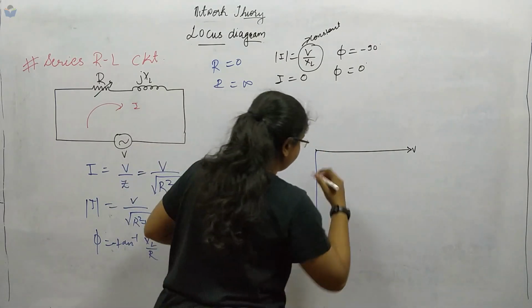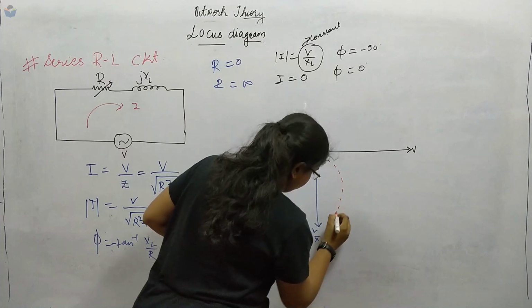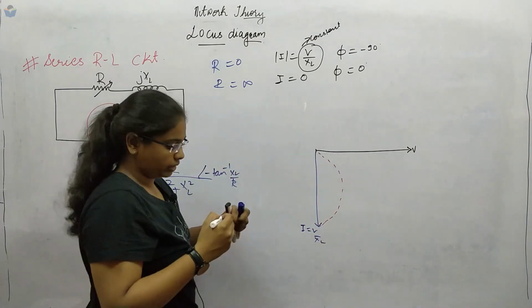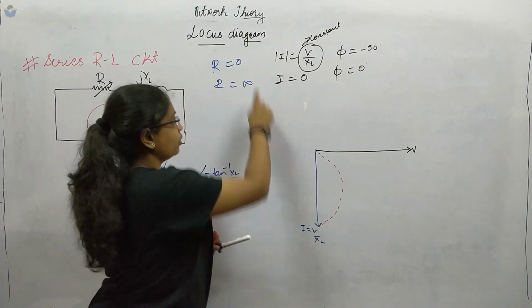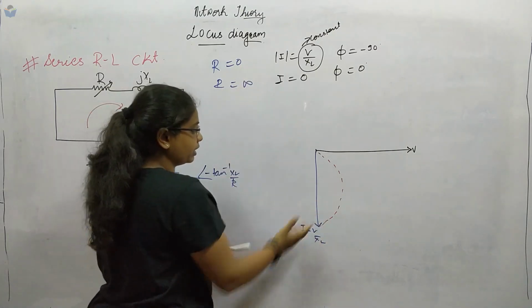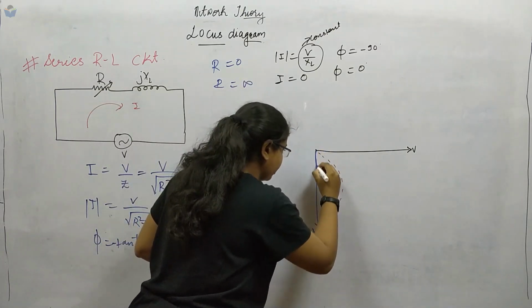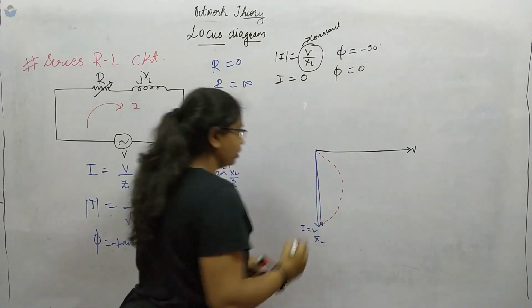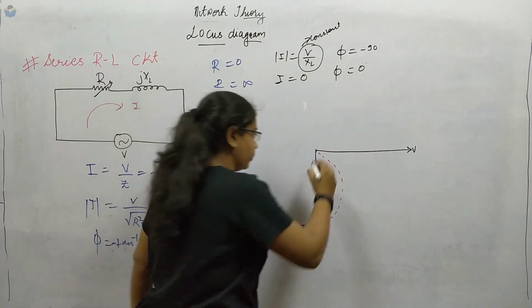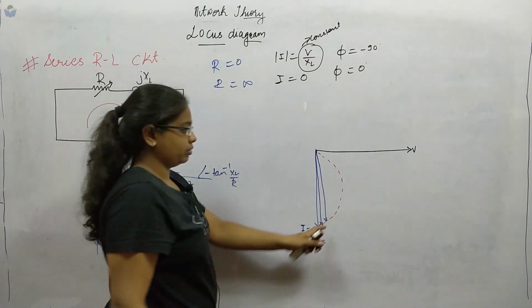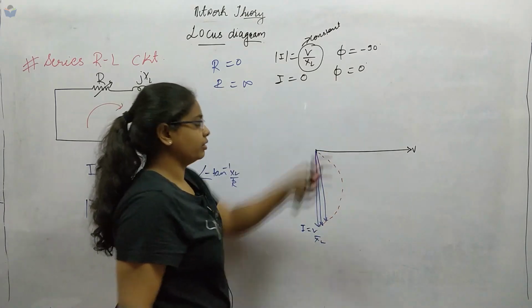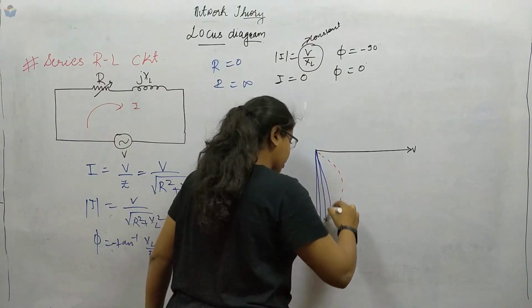First of all I will trace the path because it will be easy, it will look neater. So now this I, for some value of R, put R equal to 10 ohm, it will decrease, and we will get somewhere here, with the reduction in the angle. Then increase the value of R, again you will get magnitude of I less and the angle is also decreasing.